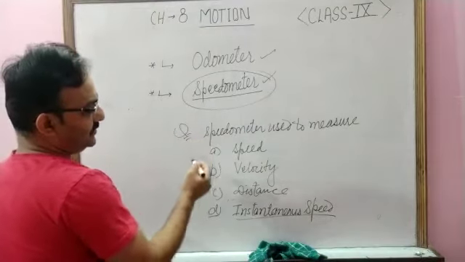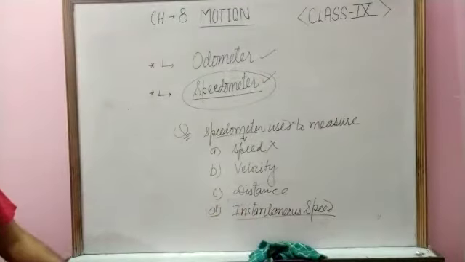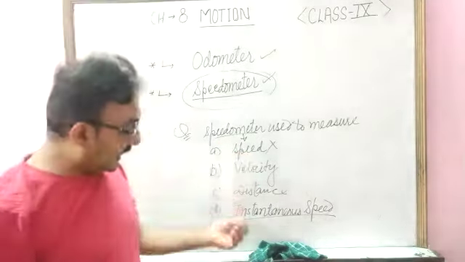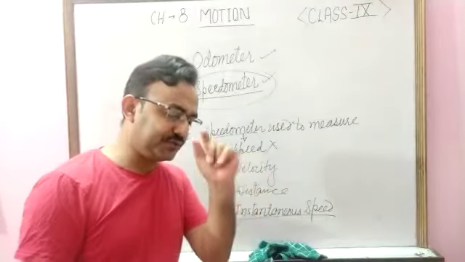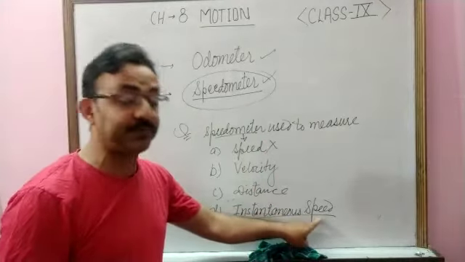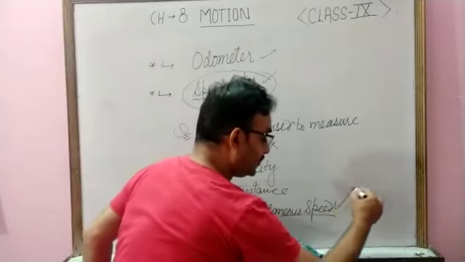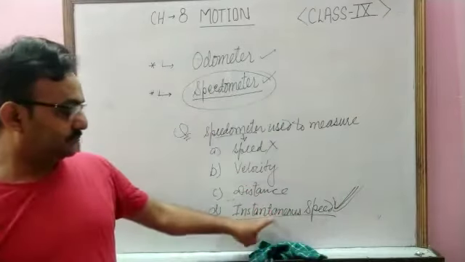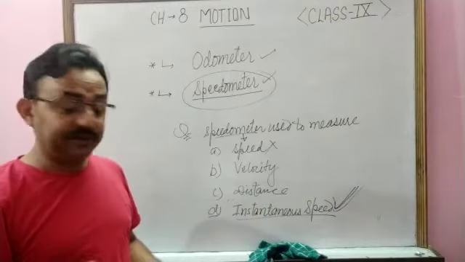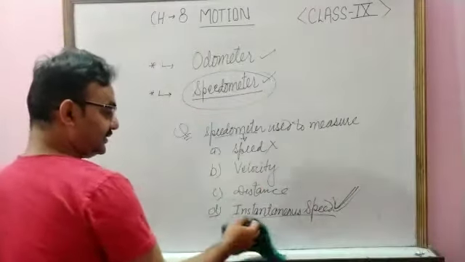Now, maximum of you were thinking the speedometer is used to measure the speed, but no, this is not correct. The speedometer is used to measure speed at a particular instant of time or a given instant of time, and that speed is known as instantaneous speed. So whenever you get options like this, you have to give the answer that instantaneous speed is measured by the instrument or device known as the speedometer. Clear? Okay.